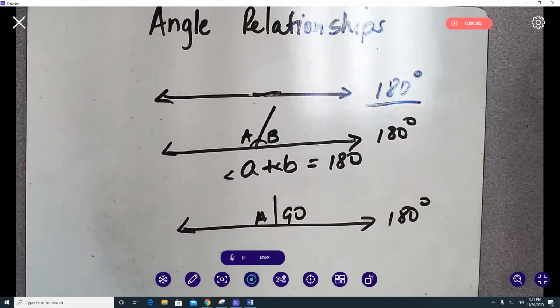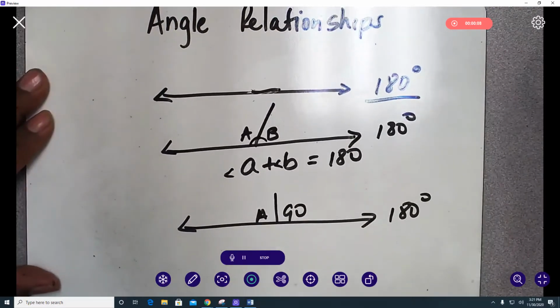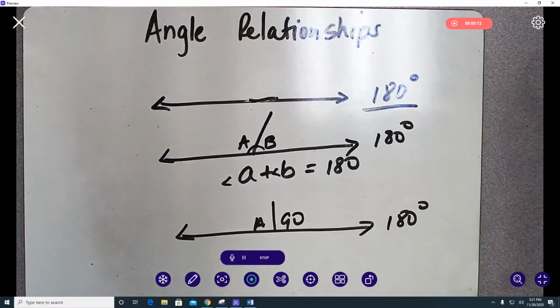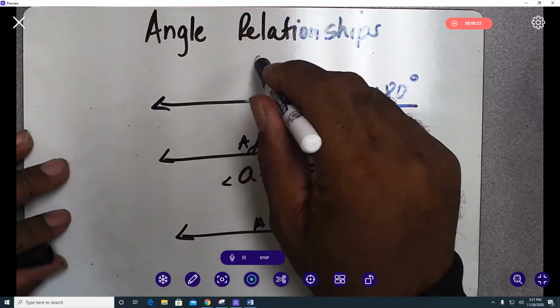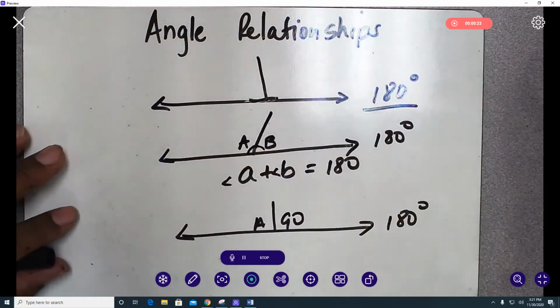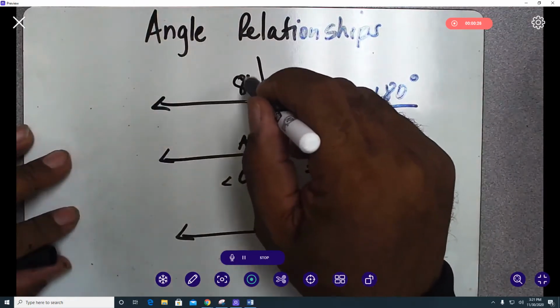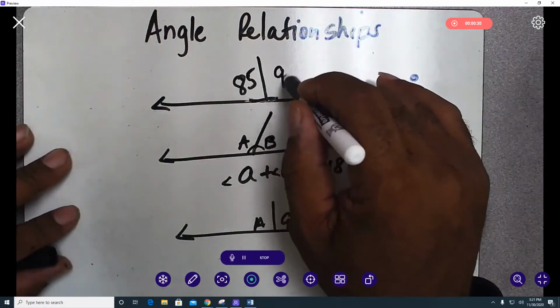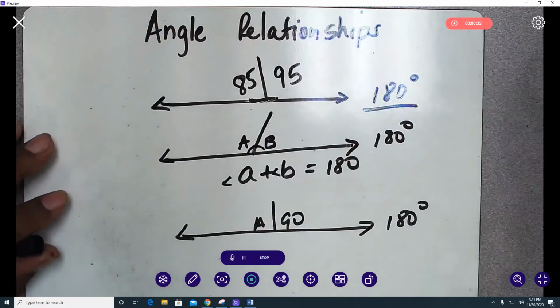All right, so this video is on angle relationships. What we're going to talk about is angles that add up to 180 degrees, because the degrees of a straight line is 180 degrees. That means that if I have two angles on the line, whatever they are, they should add up to 180 degrees.